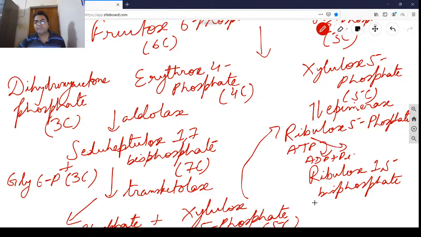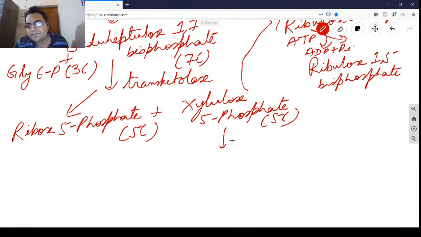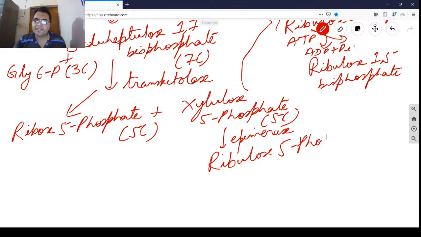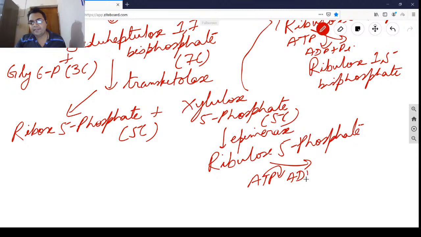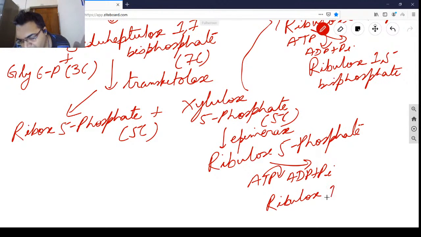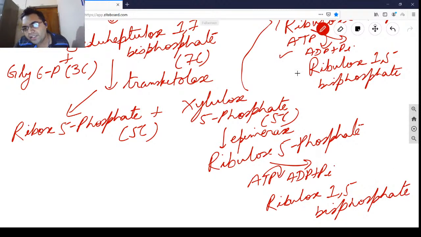So now two ribulose 1,5-bisphosphate will be used, and 2 ATP will be used because this will take the same route as this one. Okay, so you can go for epimerase. So how many will you be producing? Ribulose 5-phosphate, same again, kinase, ATP, ADP plus Pi, that Pi will be used up to produce ribulose 1,5-bisphosphate. So now two ATPs have been used up, one here, and two ribulose 1,5-bisphosphates have been resynthesized.